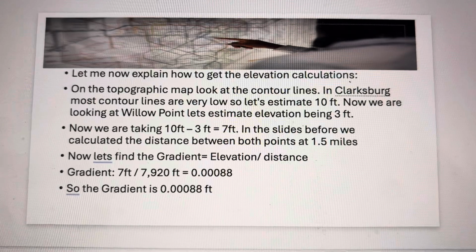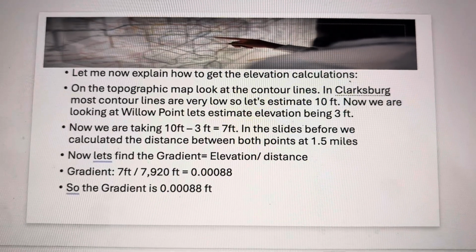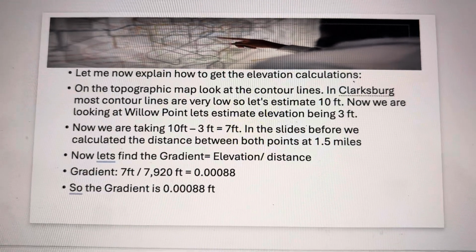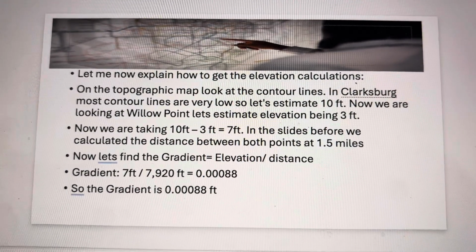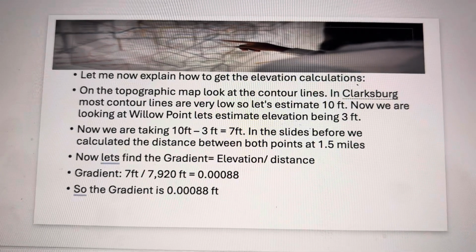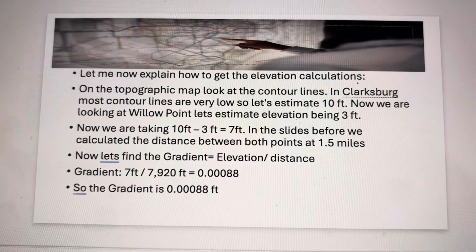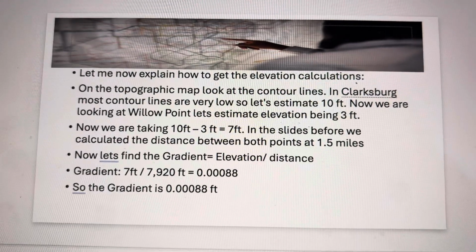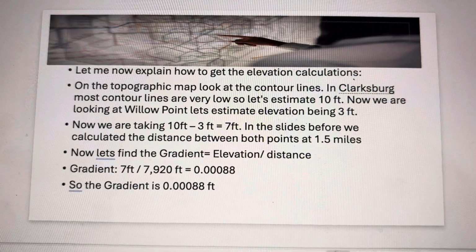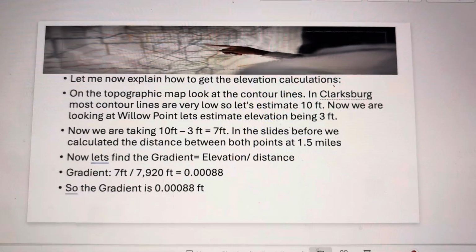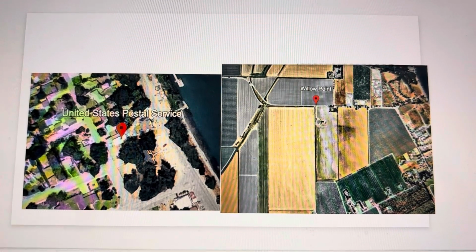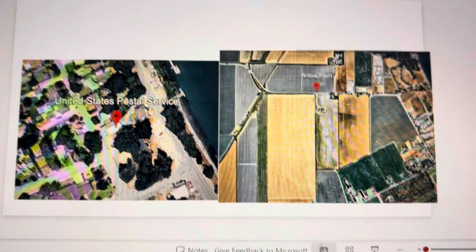In the slides before, we calculated the distance between both points at 1.5 miles. Now let's find the gradient, which equals elevation divided by the distance. So that would be 7 feet divided by 7,920 feet equals 0.00088. So now the gradient is 0.00088 feet. And here, so you can have an idea, is Willow Point to your right and the United States Postal Service.